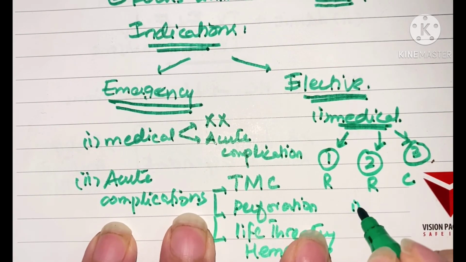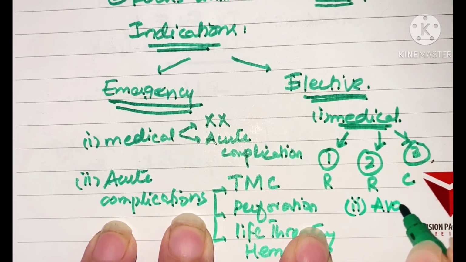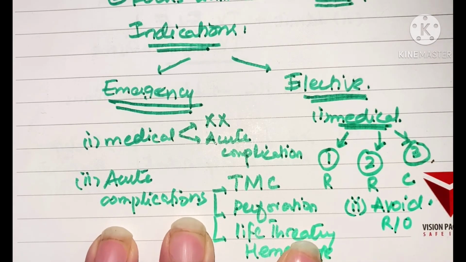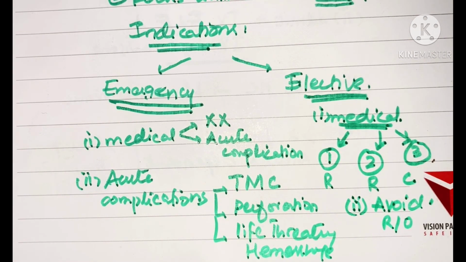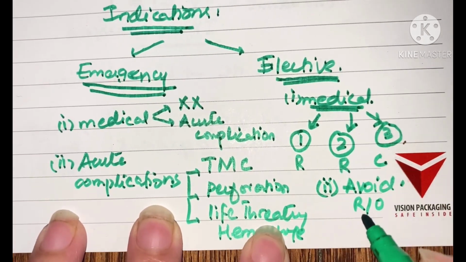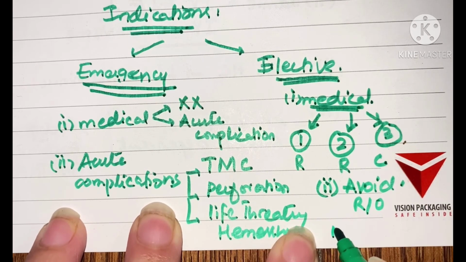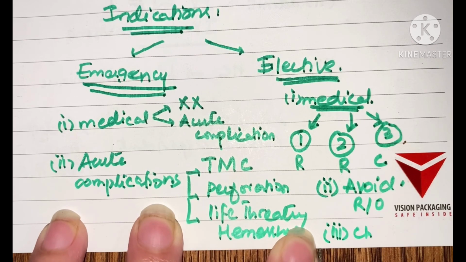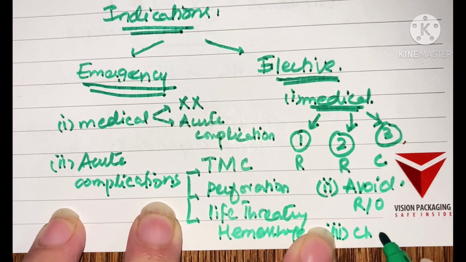Second important point you have to remember is to avoid risk. Now, what are the risks? We avoid the risk of long-term immunosuppression and malignancy development. So these risks are to be avoided. And third important point of elective indication is chronic complications. Now in emergency we discussed acute complications. In elective we look for chronic complications.